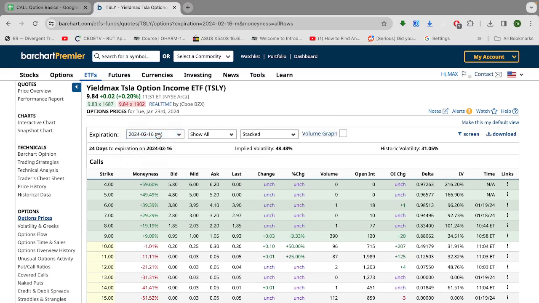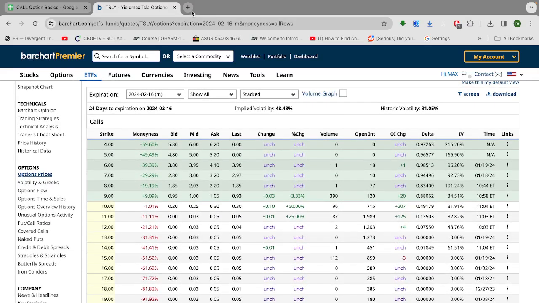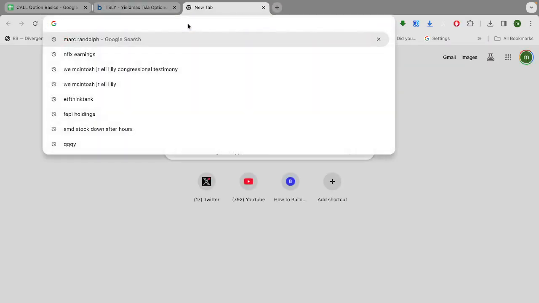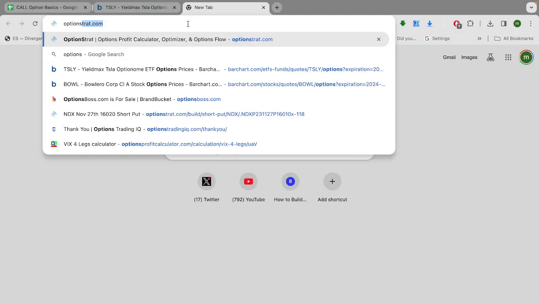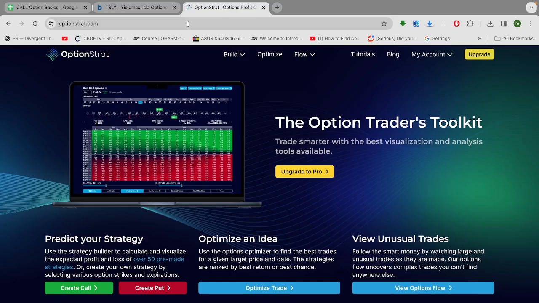I just want to show how a put option works. Okay, so we're going to use barchart.com, and we're going to use OptionStrat. If you don't have OptionStrat, you may want to go get it. It's a really good option simulator.